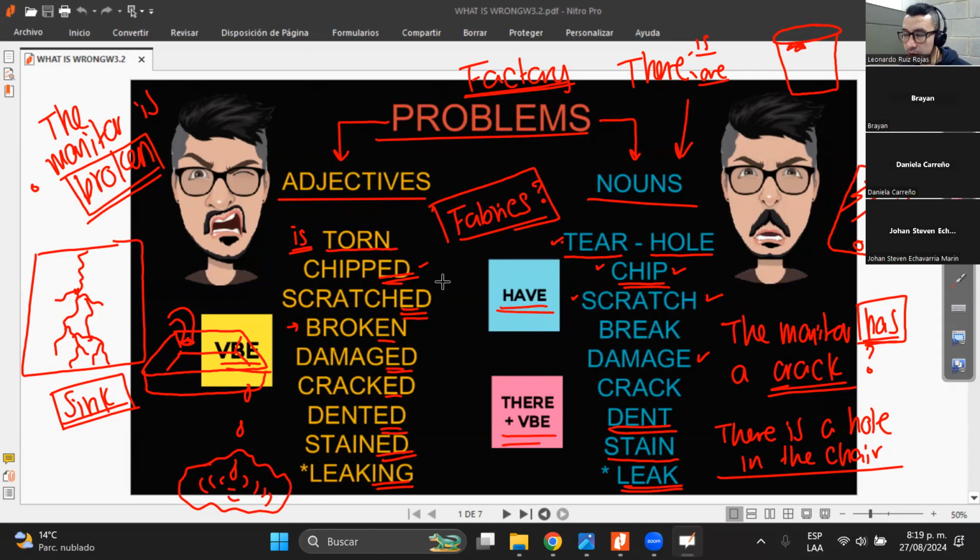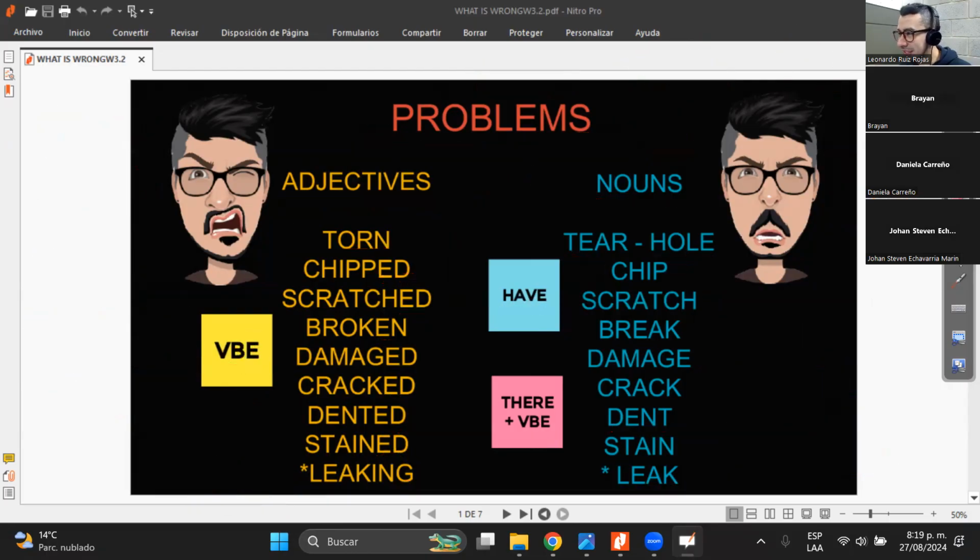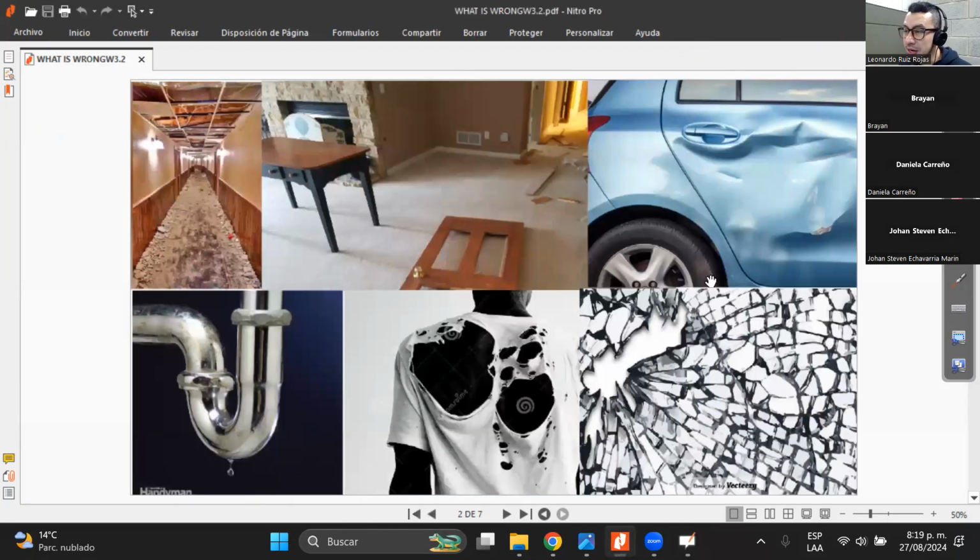Guys, any question on the vocabulary? Oh, it's clear. Okay, very good. So if everything is clear, let's go ahead to a mini quiz, right? So here we have 6 pictures. I would like to know what the problem is in every single one of the pictures. Remember, some of them with the characteristics, some of them with the nouns. So what problems do you see there?